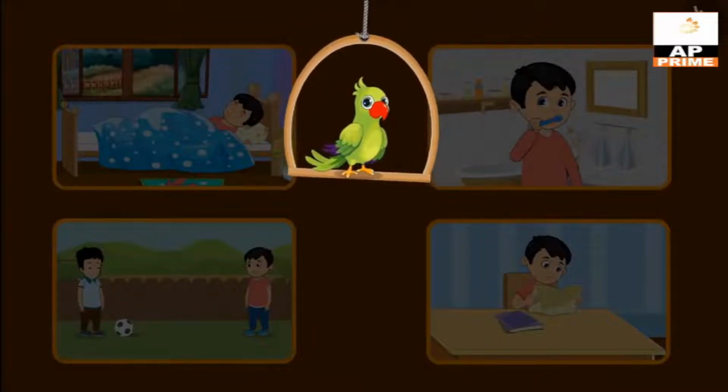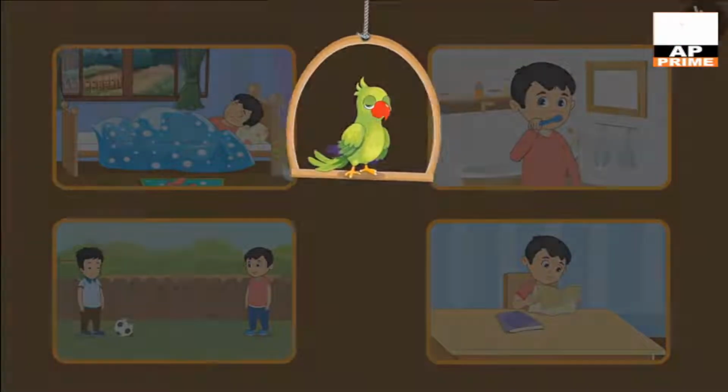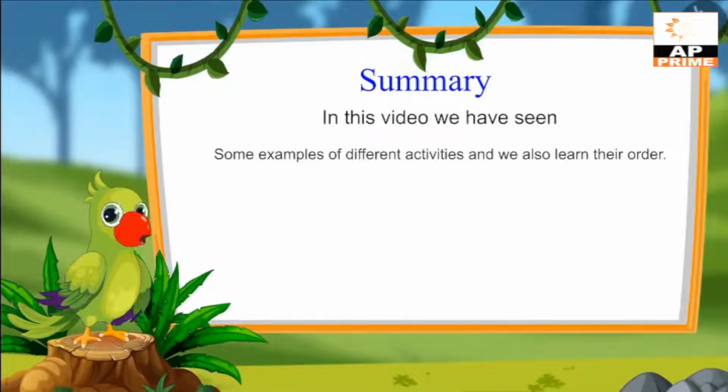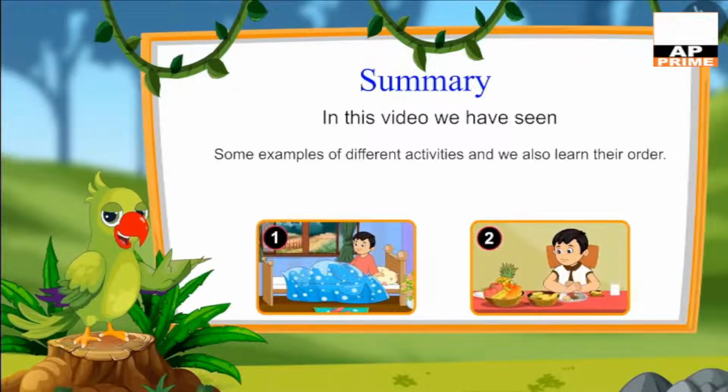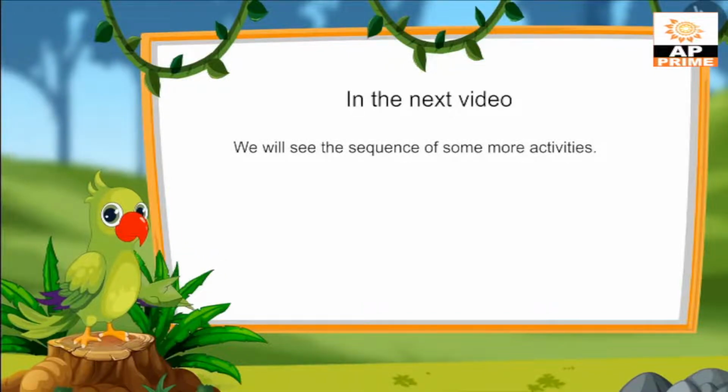These are the activities that happen at different times throughout our day. So that's it, kids. That's all for today. In this video, we have seen some examples of different activities and we also learned their order. In the next video, we will see the sequence of some more activities. Till then, bye-bye, kids.